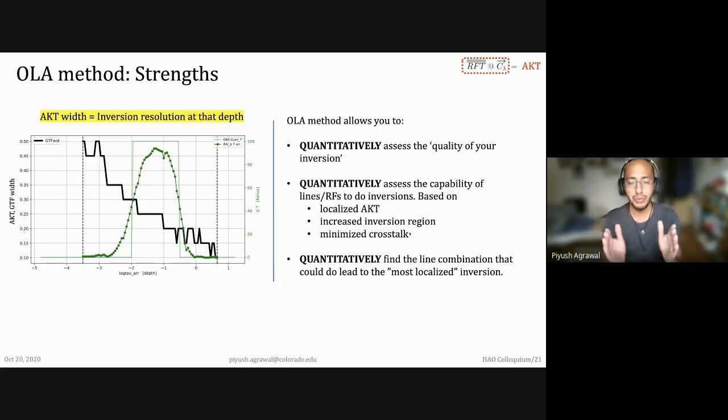You can use this information in reverse and ask what line combination could lead to the most localized inversion. Specifically, if you are given 10 line sets and you can only observe 5 line sets, this method can quantitatively tell you which 5 line set combination can lead to the best inversion based on these criteria.